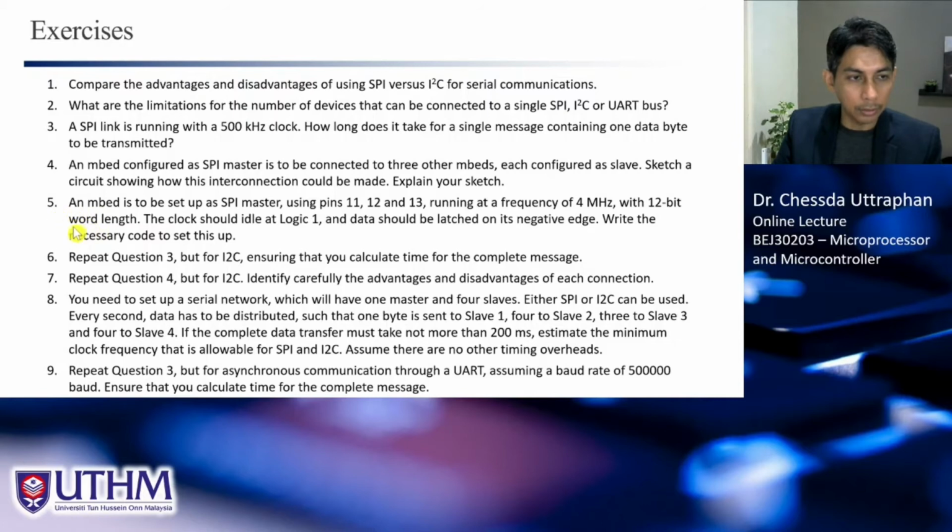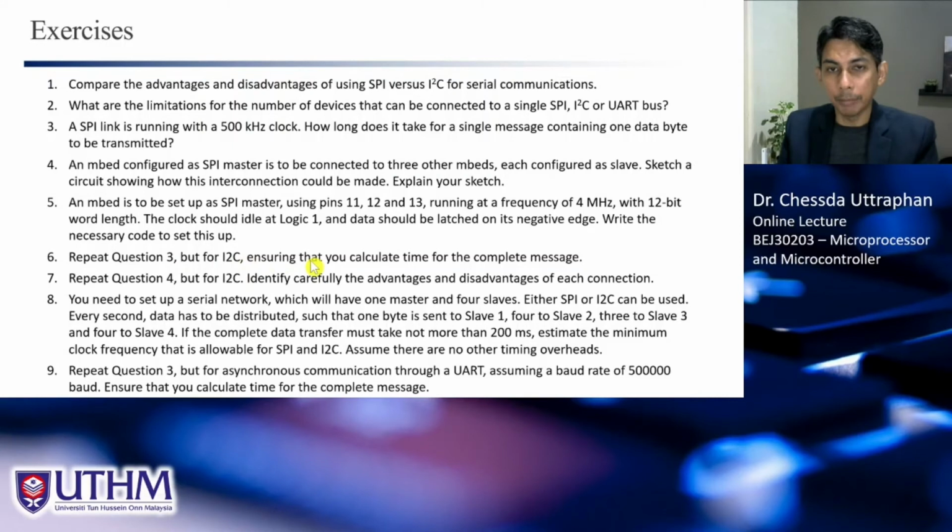You try to answer this first, but this one is related to number 3, but this one is for I2C, to calculate the same thing. So repeat question 3, but for I2C, ensuring that you calculate time for the complete message. All right. So here now we calculate already using SPI is exactly 16 microsecond. But what if we use I2C?